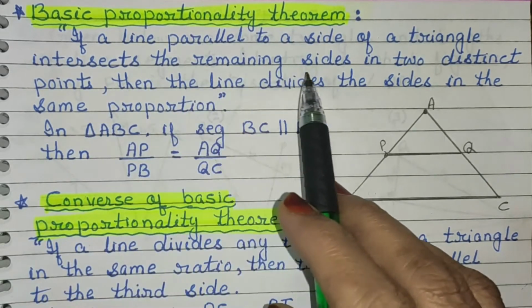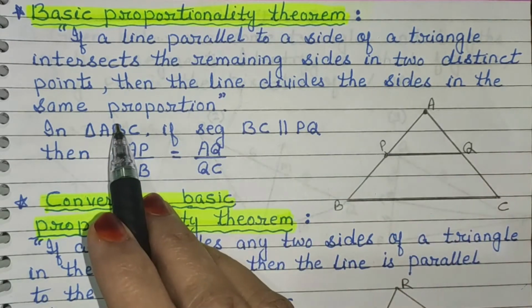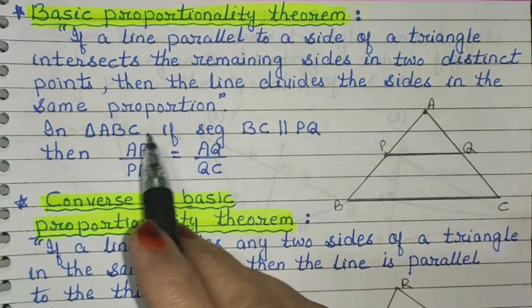Now the next topic is the basic proportionality theorem, that means the BPT theorem. If a line parallel to a side of a triangle intersects the remaining sides in two distinct points, then the line divides the sides in the same proportion.